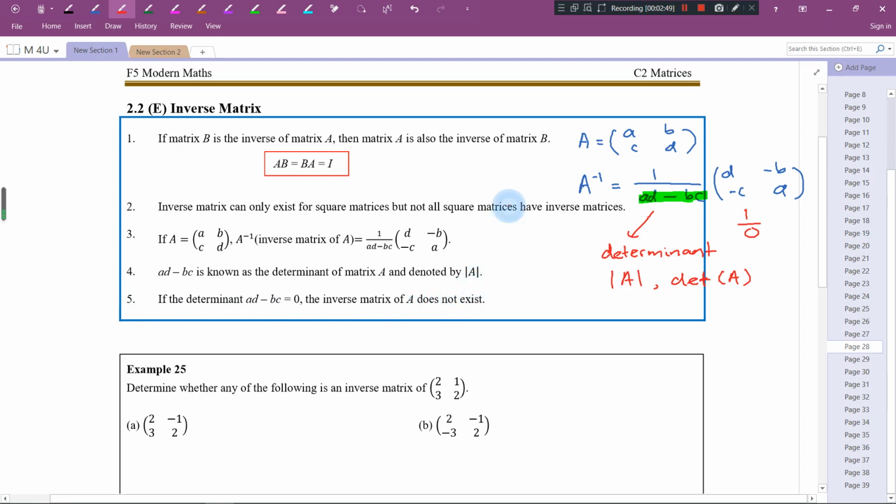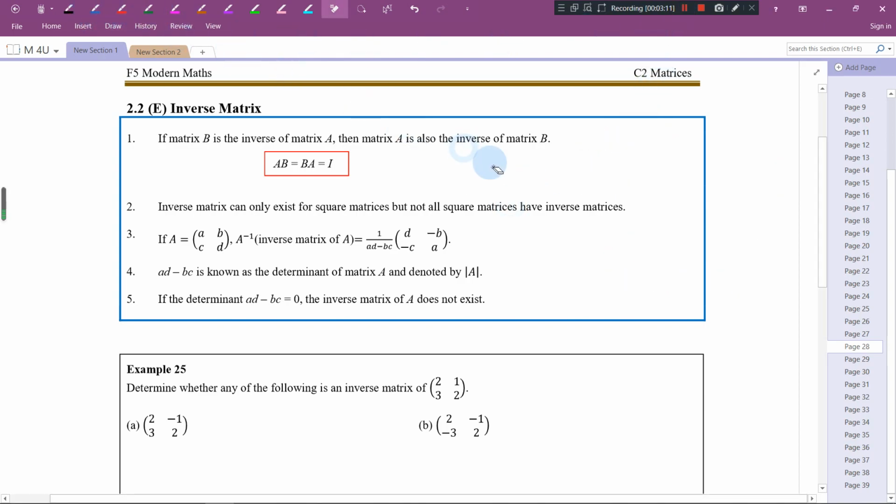Okay, so if the question asks you whether a given matrix has an inverse matrix, you just find its determinant. If its determinant is equal to 0, then the matrix does not have an inverse matrix. Okay, now let's look at a few examples.